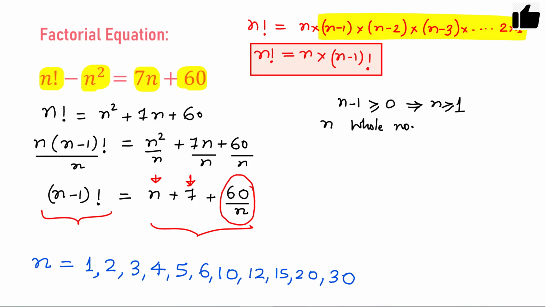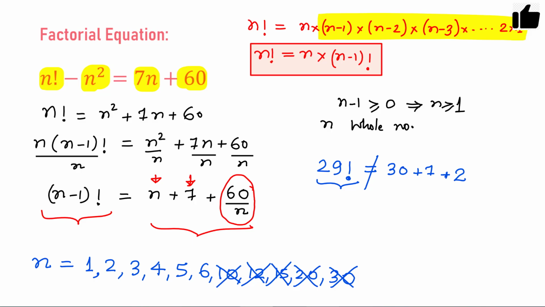Now if you compare the left hand side and right hand side, I can find the solution. For example, you cannot have very big numbers like 30 or 20. Let us check. If you take 30, then the left hand side will be 30 minus 1, that is 29 factorial. But the right hand side will be 30 plus 7 plus 60 divided by 30, that is 2. So this is a very small number, but 29 factorial is 29 times 28 times 27. So this is not going to be equal at any cost. So 30 is not a solution. Similarly, 20 will not be a solution. 15 is also not possible. 10 is also not possible.